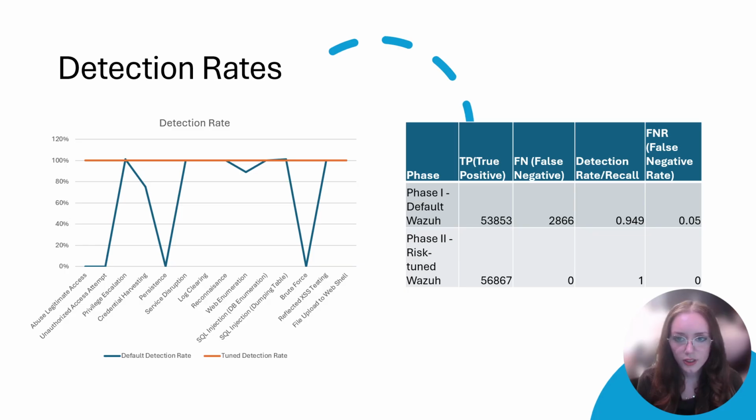Looking at the attack level detection rates, every attack achieved a 100% detection rate after tuning. At the overall system level, phase 1 produced approximately 53,853 true positives and 2,866 false negatives. This resulted in a detection rate of approximately 94.9% and a false negative rate of 5%. After risk-based tuning, false negatives were reduced to 0. The detection rate increased to 100%, demonstrating complete coverage of the attack scenarios included in the study.